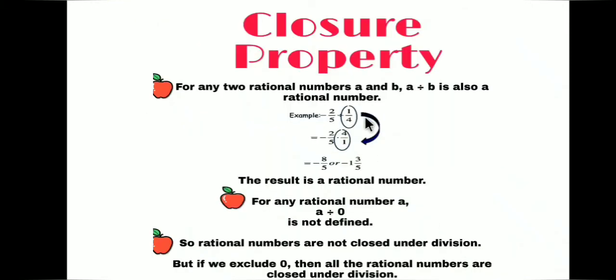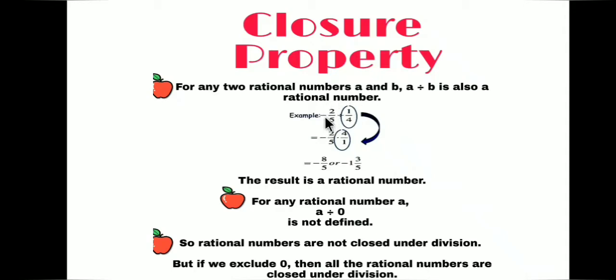Now let us see the properties of division of rational numbers. First one is the closure property. For any two rational numbers a and b, a divided by b is also a rational number. Whenever we perform the division operation on two rational numbers a and b, the answer which we get is always a rational number.